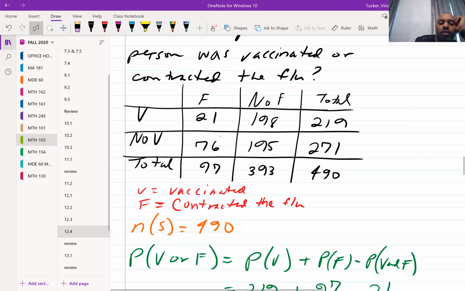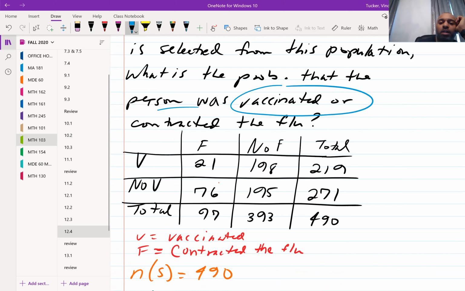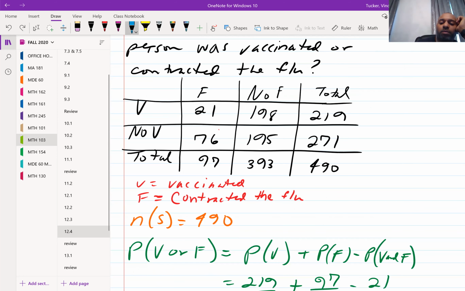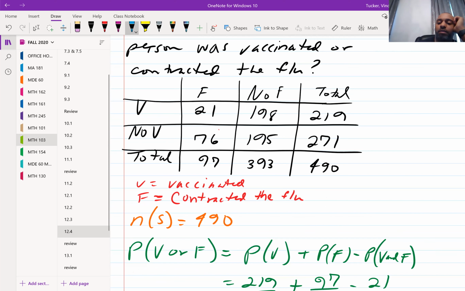So now, when we look at the probability of being vaccinated or contracting the flu, remember that's what they wanted. It's right here, vaccination or contracting the flu. So that's D or F. We'll follow the formula: probability of vaccination plus the probability of contracting the flu minus the probability of vaccination and the flu.